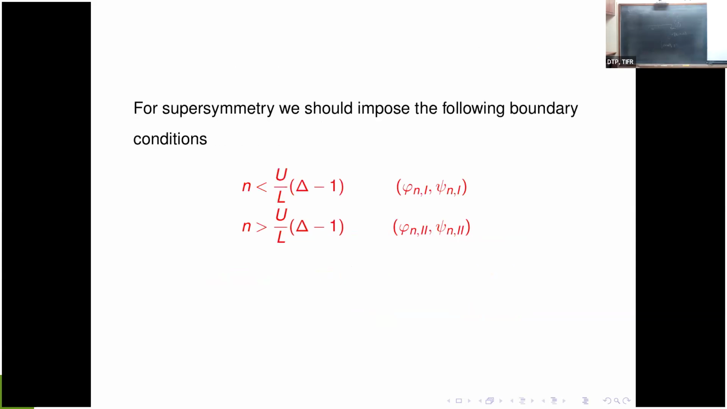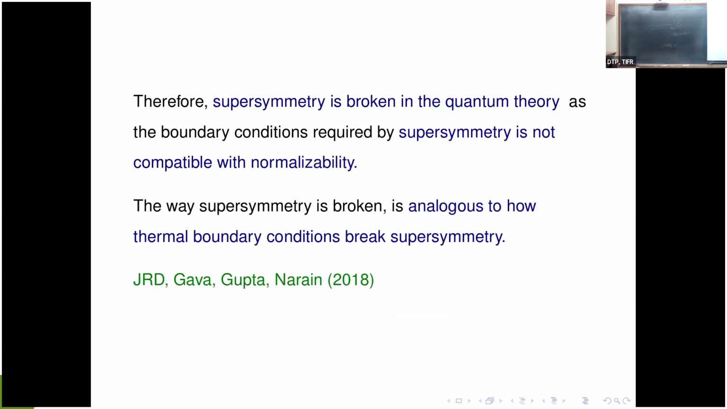But if you want to impose supersymmetry conditions, this is what we have to do. You have to choose this and this. But that's not what we do for quantizing the theory. Therefore, the supersymmetry is broken in the quantum theory, because it's not compatible with normalizability. It's not like a drastic thing about supersymmetry. It's just like thermal boundary conditions. If you have thermal boundary conditions, supersymmetry is not preserved. It's of that kind, I think.